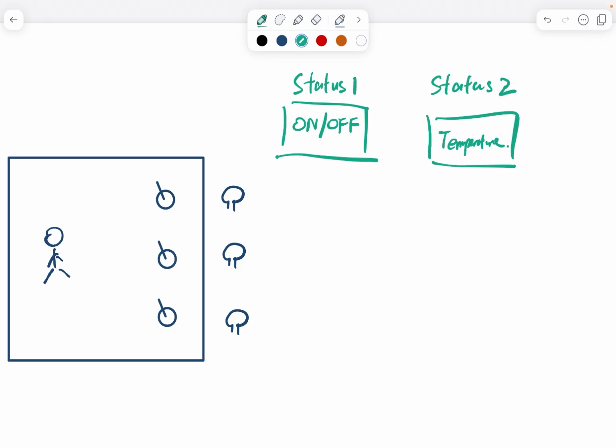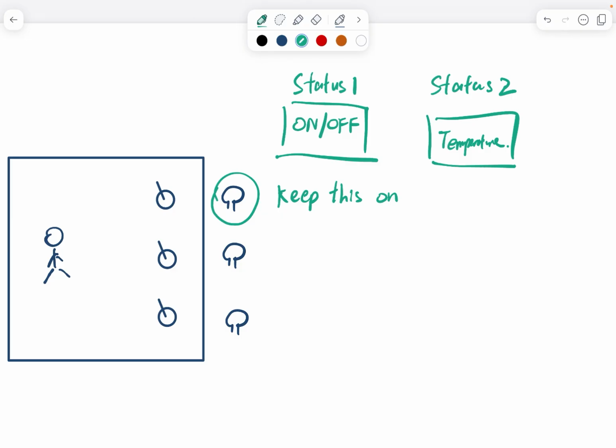So you can actually utilize the heat as your second status in solving this problem. So here is the solution. Firstly, you turn on the first light bulb. So you keep this on. Keep this light bulb on all the time.